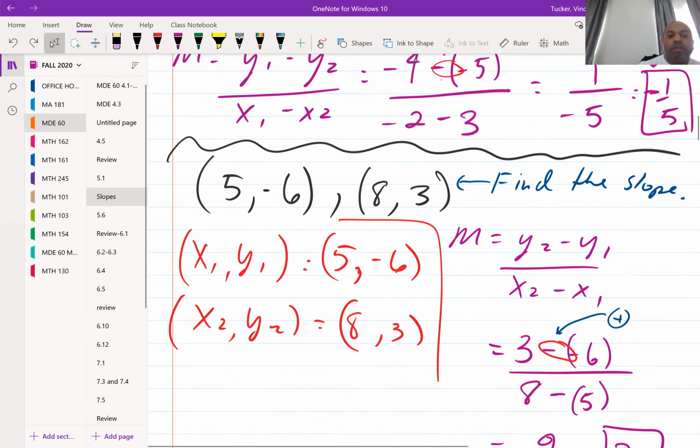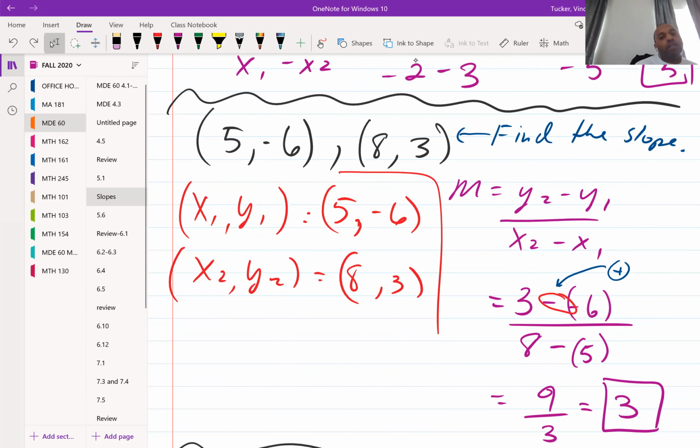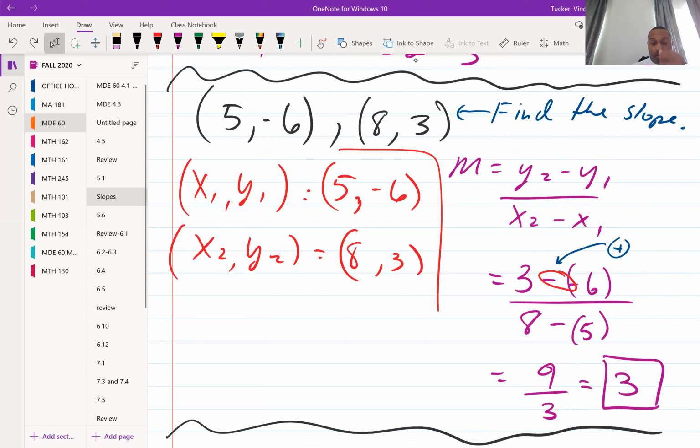All right, so here we have the point 5, -6, and then the other point of 8, 3. It asks us to find the slope. Once again, I labeled the first point I saw as point 1, second point, point 2. Y2 is 3, and then y1 is -6, so that's why we have 3 minus -6. I said y1 is -1, y1 is -6, sorry about that. So 3 minus -6, and then on bottom, x2 minus x1 would be 8 minus 5. So 3 minus -6 is 9, 8 minus 5 is 3, 9 divided by 3 is 3.